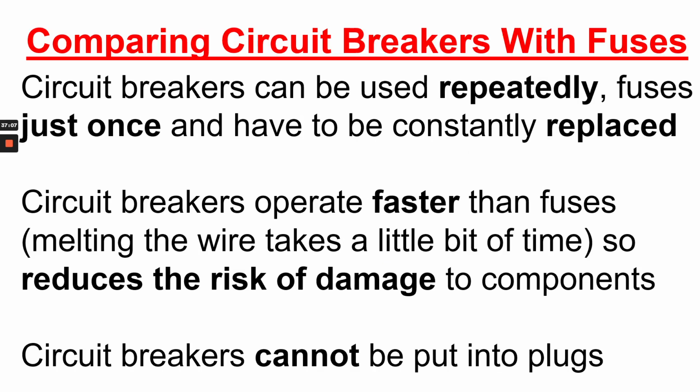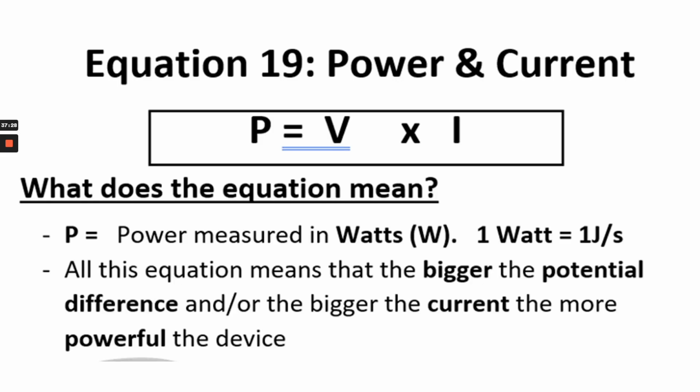So what are the advantages of circuit breakers? They can be used repeatedly, and they operate faster. They pop out straight away, whereas with a fuse, melting the wire takes a little bit longer, so that will increase the risk of damage. So circuit breakers reduce the risk, but you can't put circuit breakers into plugs. That's a disadvantage.